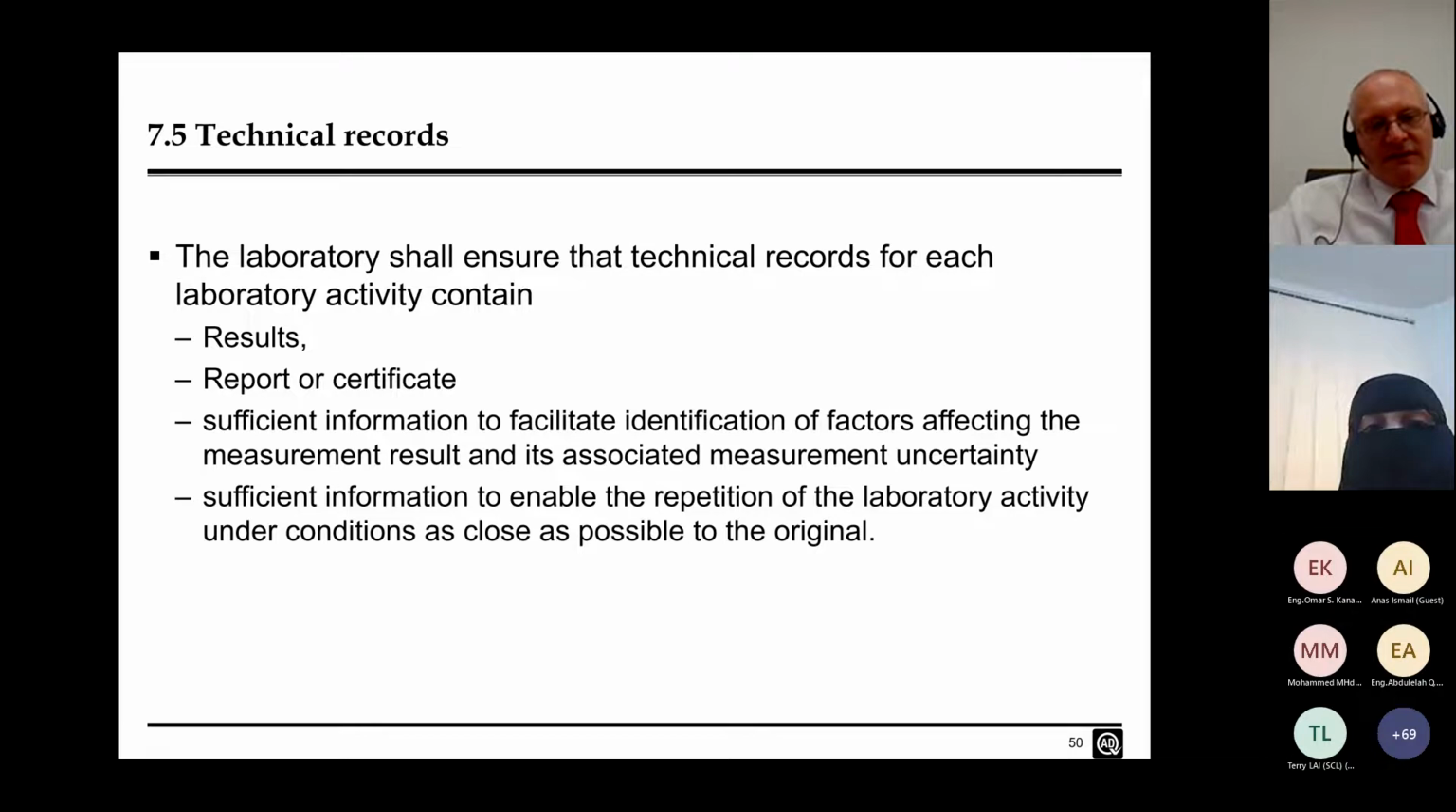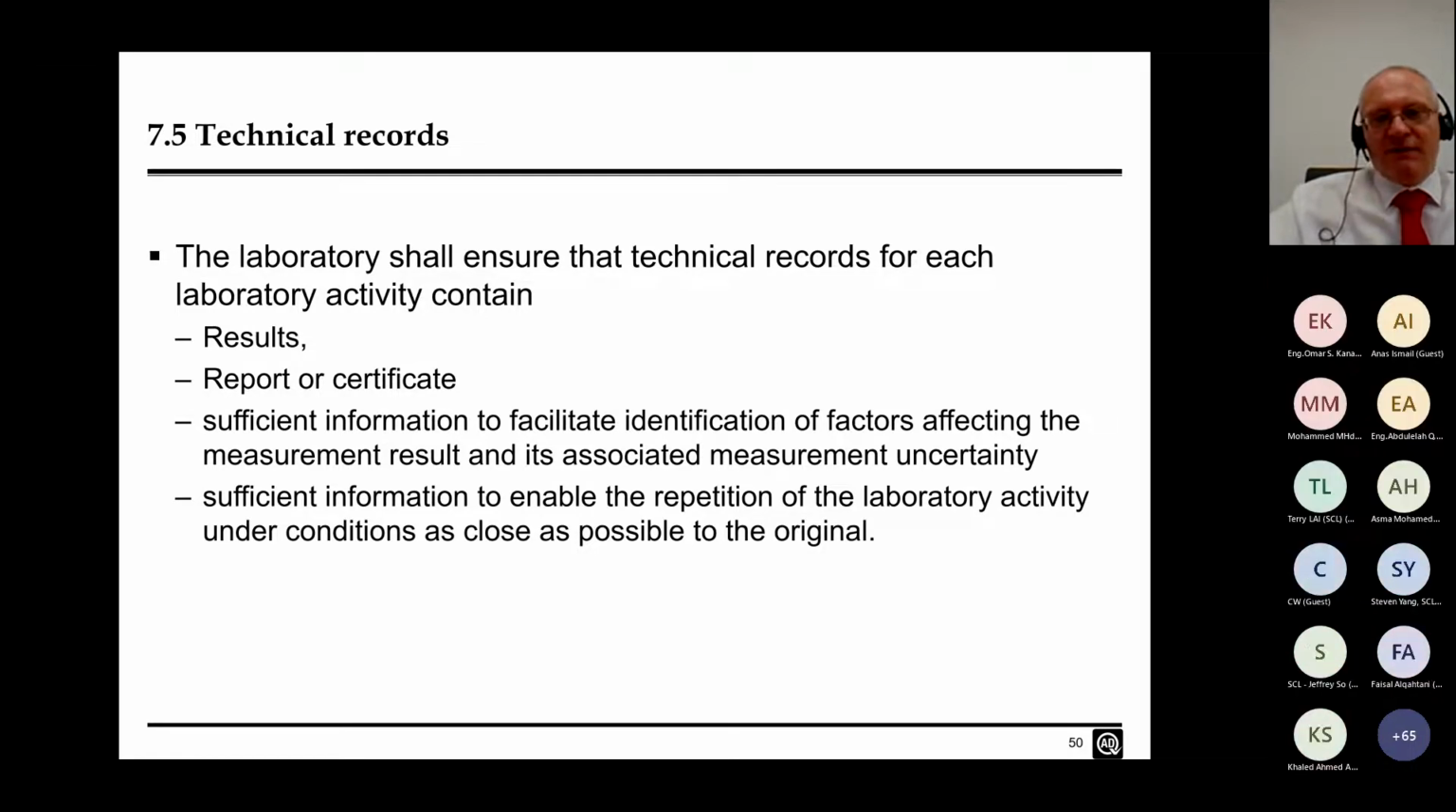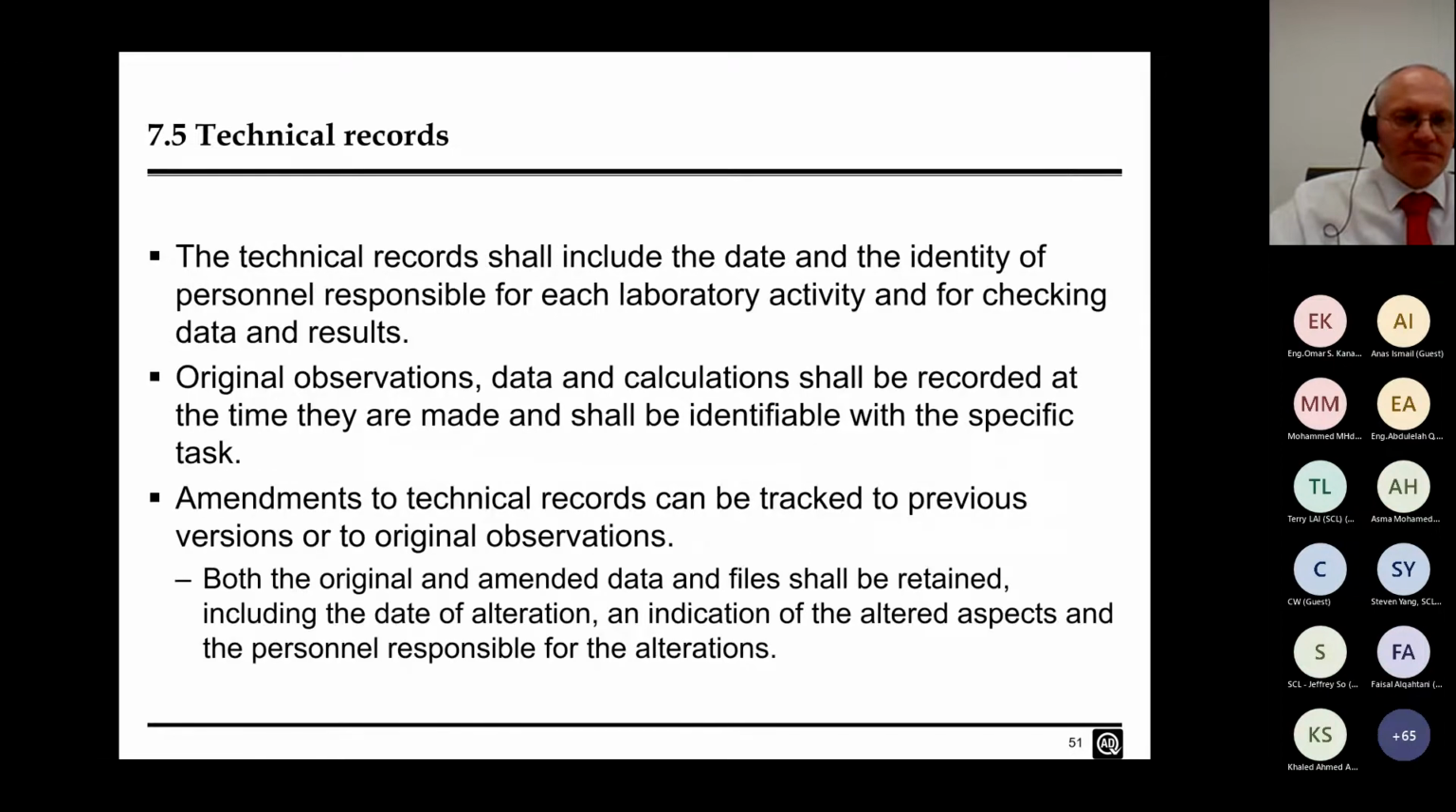We need to know those factors that may have contributed to the result or the uncertainty, and also if we need to replicate it. So it's very important that we keep this data, that we can identify it to a specific job, and that we have kept all of that information together. Those technical records have to include the date, the identity of the person responsible for each activity. So the person who did the measurements, the person who checked the data, and the person who produced the results.